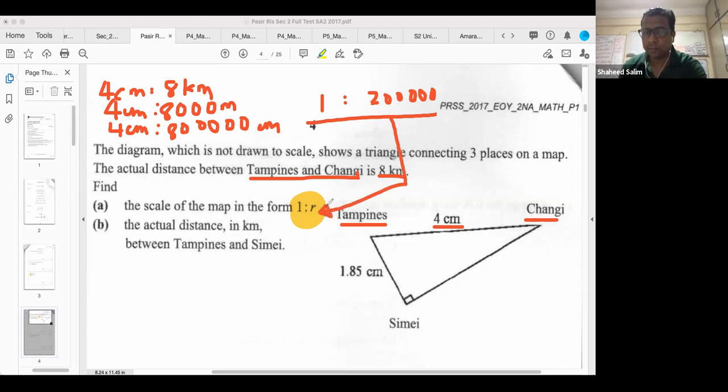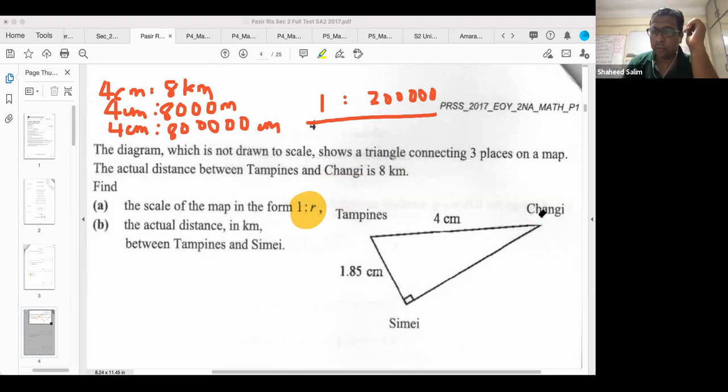Okay. Now they ask you, I am now going to remove this one here. They ask you now, what is the actual distance in km for Tampines and Simei? Tampines and Simei is 1.85 cm. How many km is that? Can you find out?